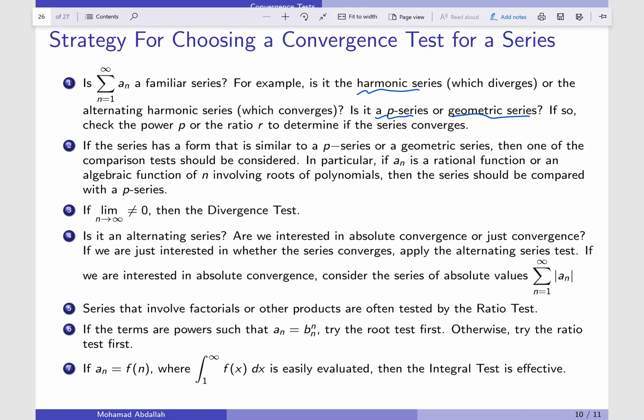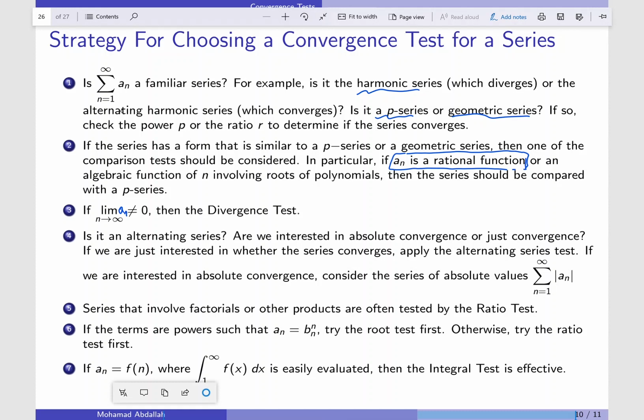Also, if a_n is rational, like the first series in the previous exercise, it was rational. Once it's rational, I try to compare it with a P series. Sometimes the comparison test is quick, but if you can't do the comparison test, the limit comparison test will surely work. Also, it doesn't hurt if you try to find the limit of a_n when n approaches infinity, because if it's not zero, then it's going to be the divergence test.